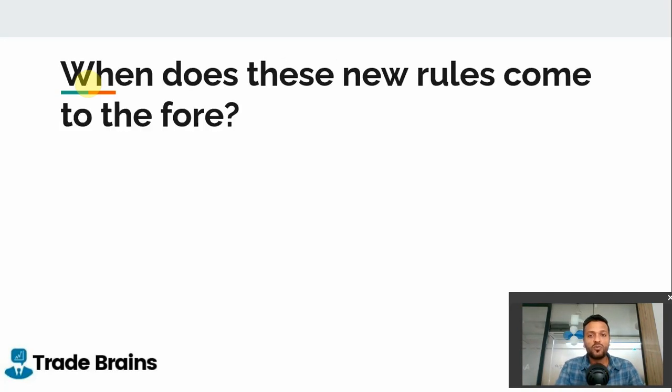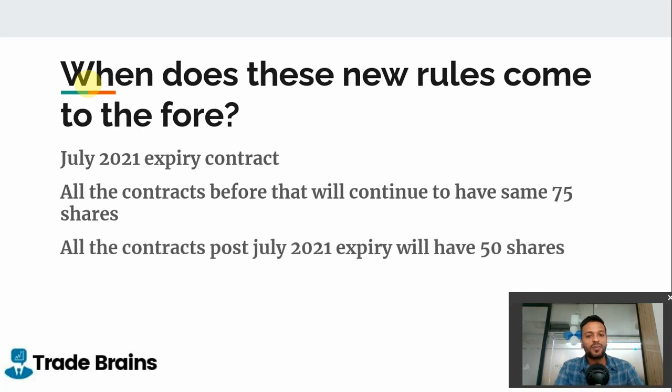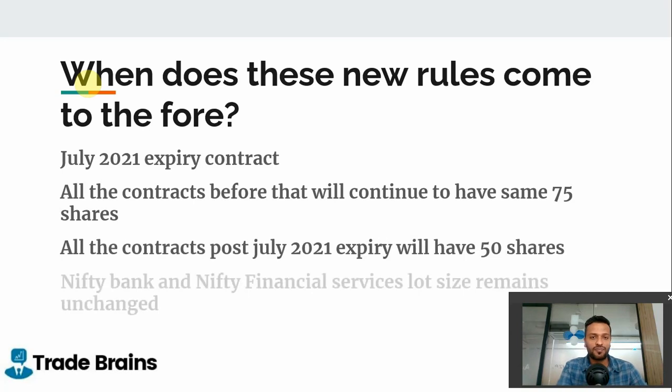Now, when do these new rules come into force? These rules come into force from the July 2021 expiry contract. All the contracts before that will have the same old lot of 75. Basically, the contracts expiring in April, May and June will all have the same 75 shares. But all the contracts expiring after July 2021 will have 50 shares, which is where the number of shares is reduced by 1/3.